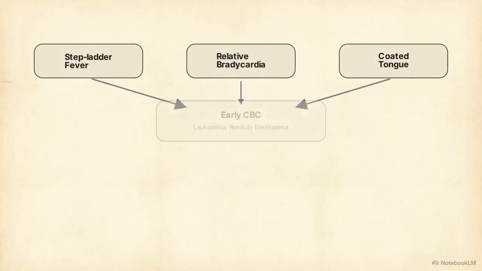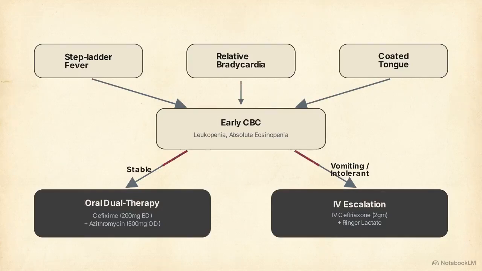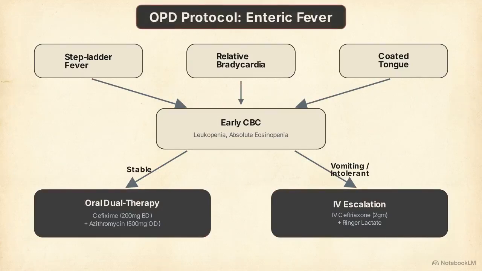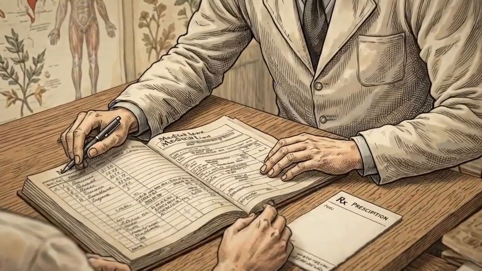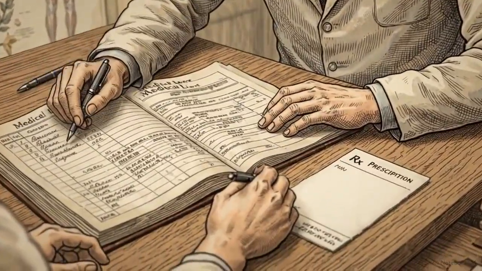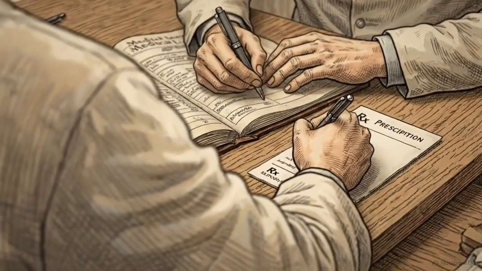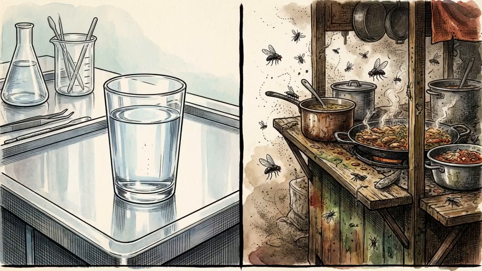This complete diagram visualizes the fully constructed OPD protocol from start to finish. You recognize the physical triad, navigate the diagnostic timeline using early hematology, and deploy the appropriate pharmacological track based on gastric tolerance. However, there is a final, non-pharmacological variable required for complete recovery: strict environmental control.